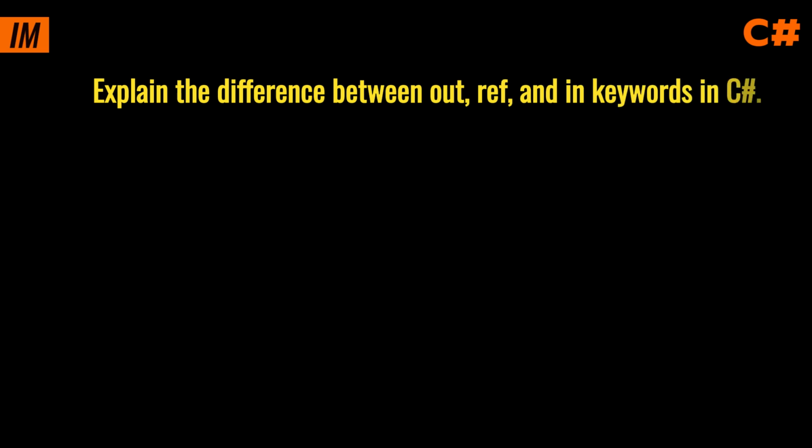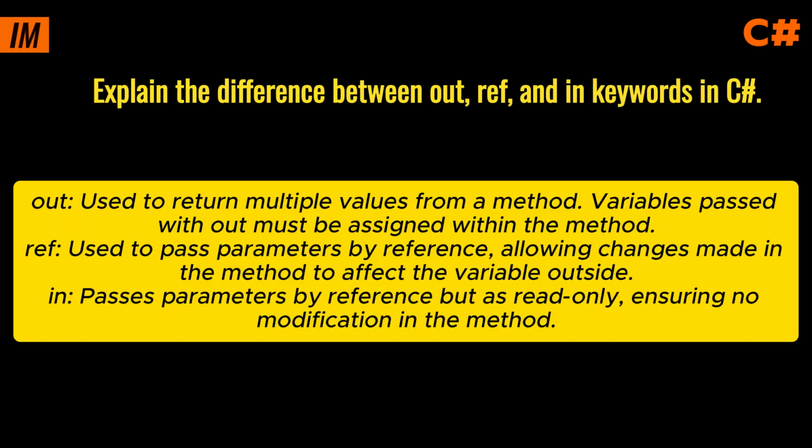Explain the difference between out, ref, and in keywords in C#. Out is used to return multiple values from a method. Variables passed with out must be assigned within the method. Ref is used to pass parameters by reference, allowing changes made in the method to affect the variable outside. In passes parameters by reference, but as read-only, ensuring no modification in the method.